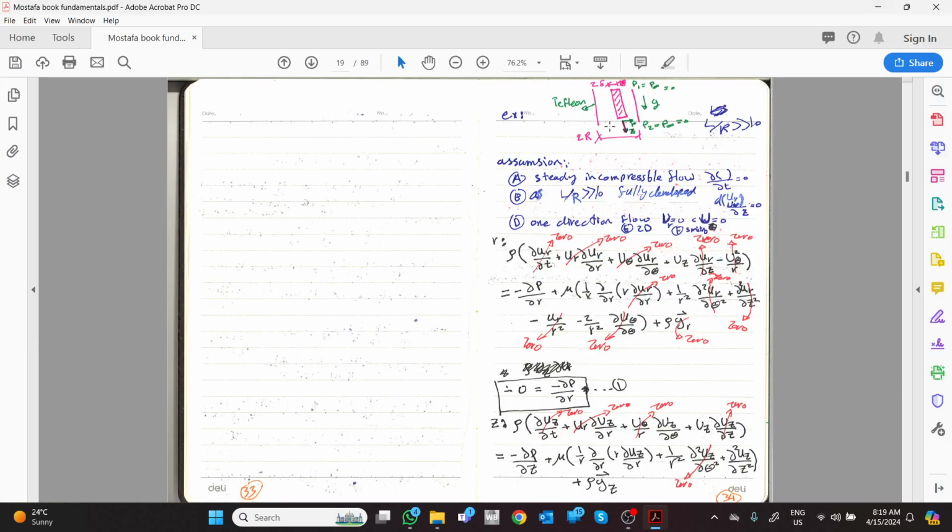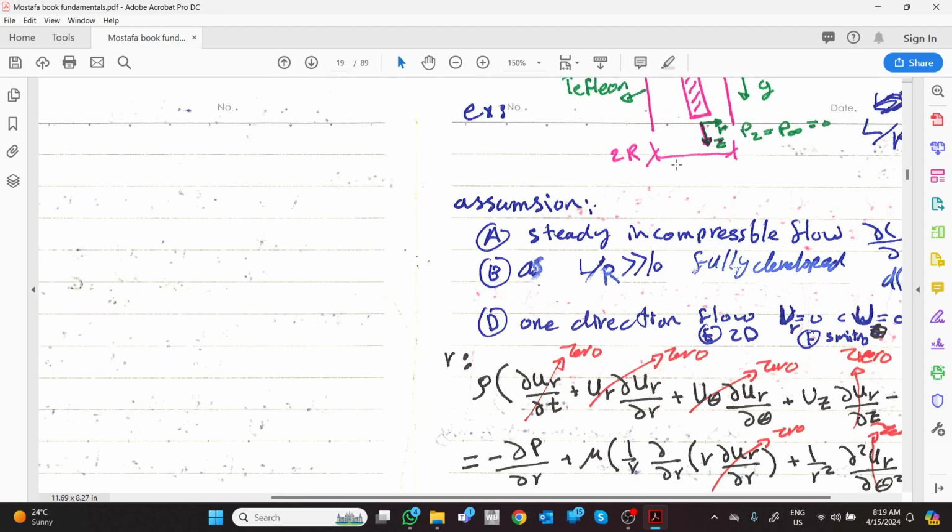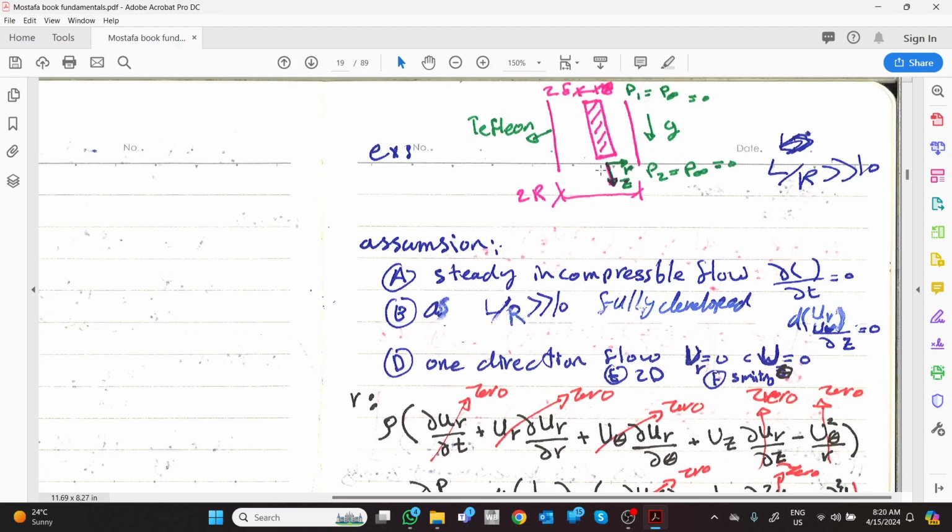Okay, now we have another example as a continuation. It is a rough tube. Here's x, here's z, r. Because it is a tube, we're going to use polar, cylindrical coordinates. And this is to assume it to delta, and this is to r as a radius. Gravity, pressure here and here is equal 0.